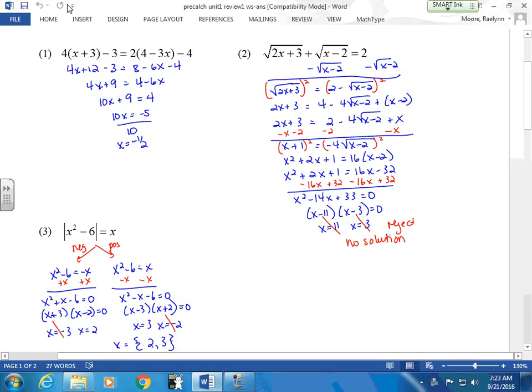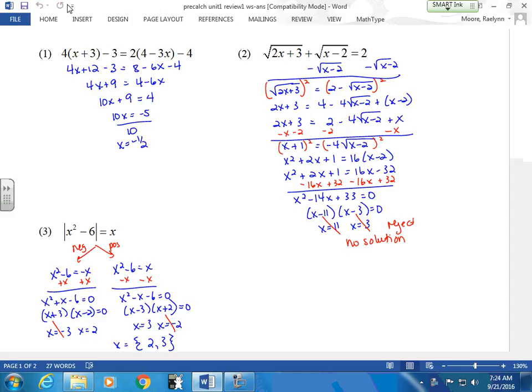So let's go through your review. Remember, this review is for you. Make sure you're answering the questions. Make sure you're understanding what it's asking. Just the basic. Distribute, collect terms, solve for x.